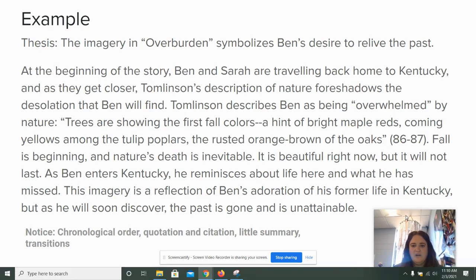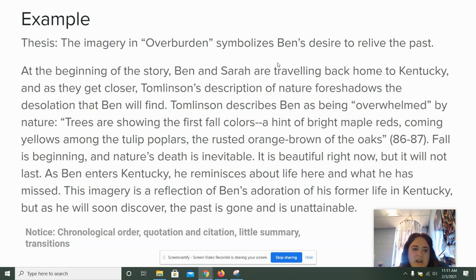a body paragraph. The thesis statement from the introduction would have been the imagery and overburden symbolizes Ben's desire to relive the past. So I'm talking about a short story here. So at the beginning of the story, Ben and Sarah are traveling back home to Kentucky, and as they get closer, Tomlinson's description of nature foreshadows the desolation that Ben will find. So this is my topic sentence. This is revealing that this sentence is going to be talking about the description of nature.